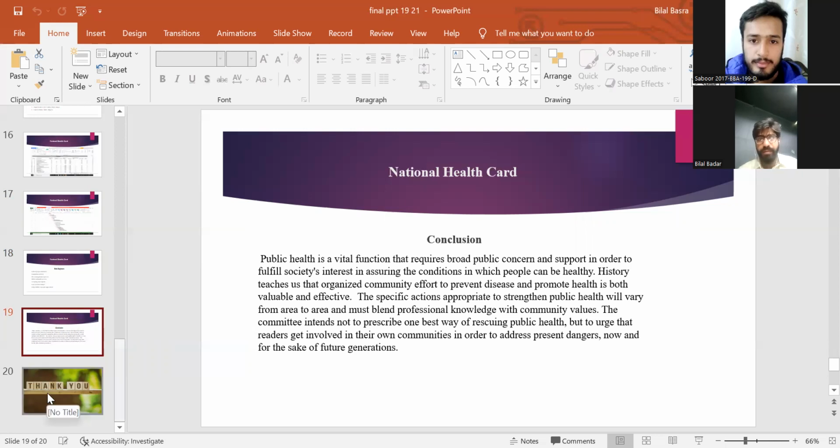Public awareness is the best way of ensuring people's health, but we urge that the leaders get involved in their own communities in order to address present dangers now for the sake of future generations.